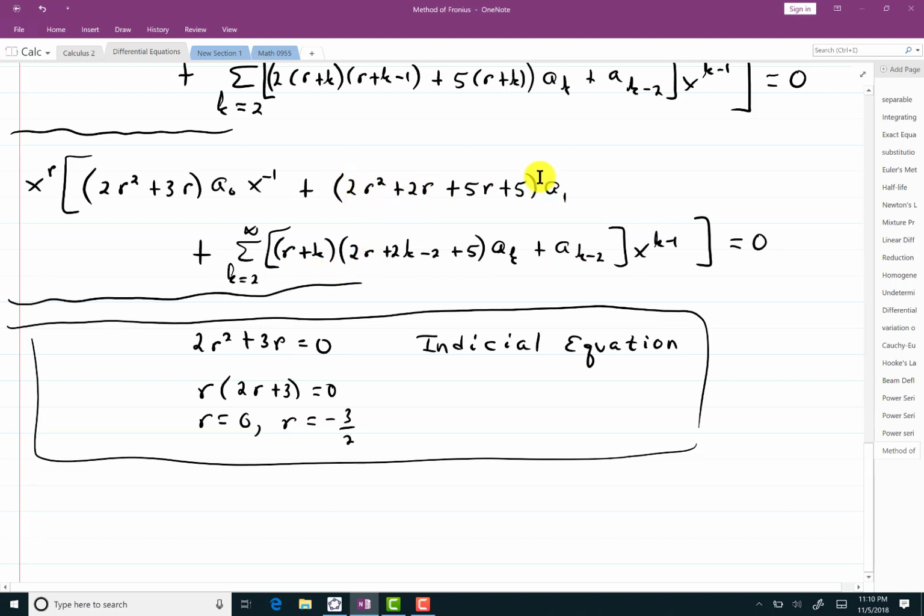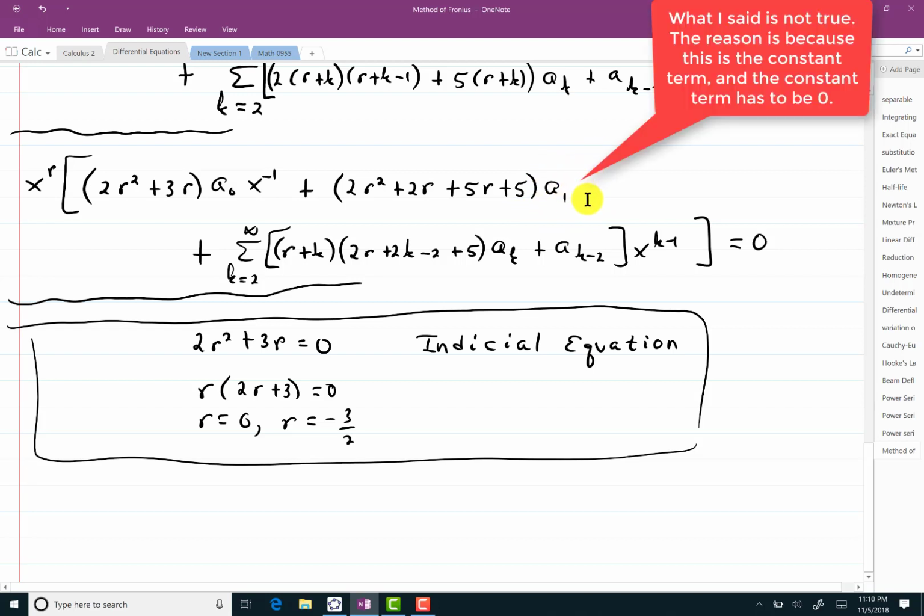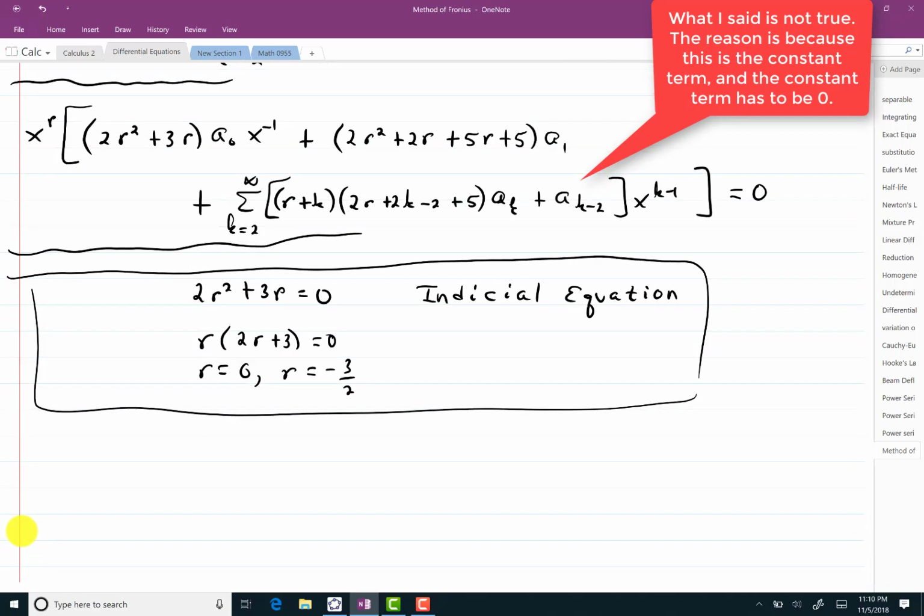this is the stuff that is attached to a sub 1, then whatever this is, I really don't care. A sub 1 is going to be set equal to 0 because a sub 1 is the coefficient on x to the 1 power, and every coefficient is equal to 0. So with that in mind, this goes a1 equals 0.